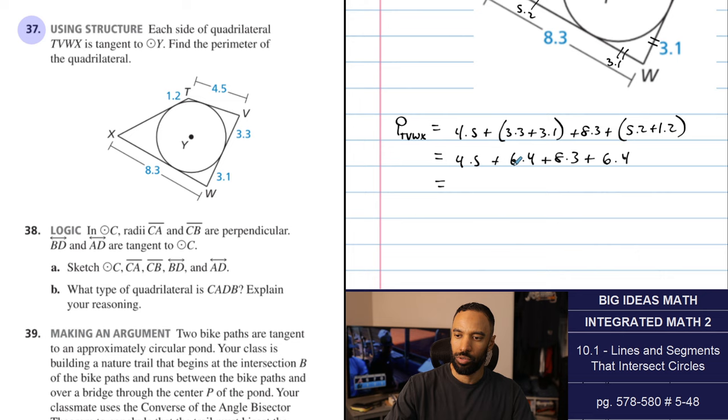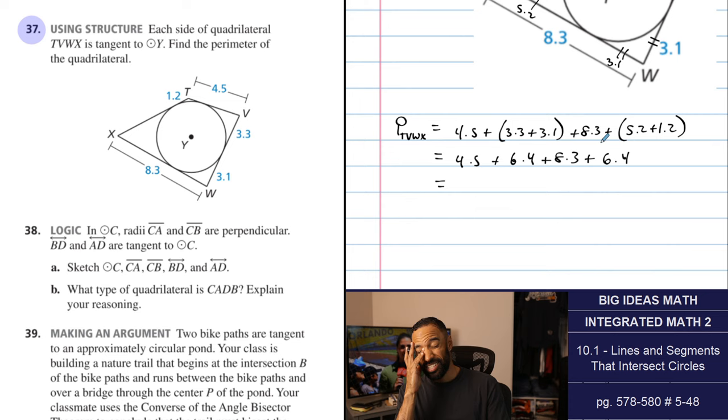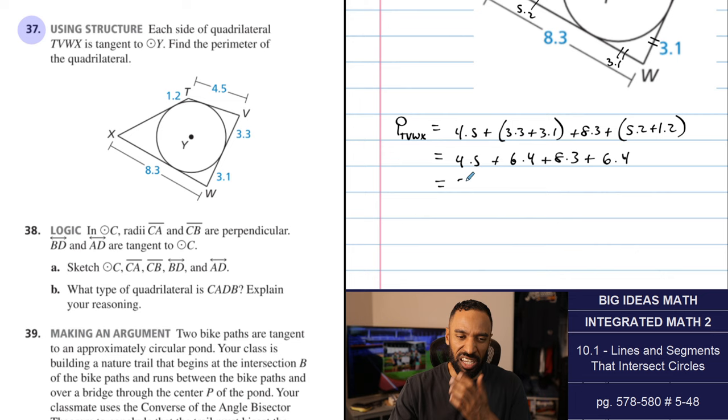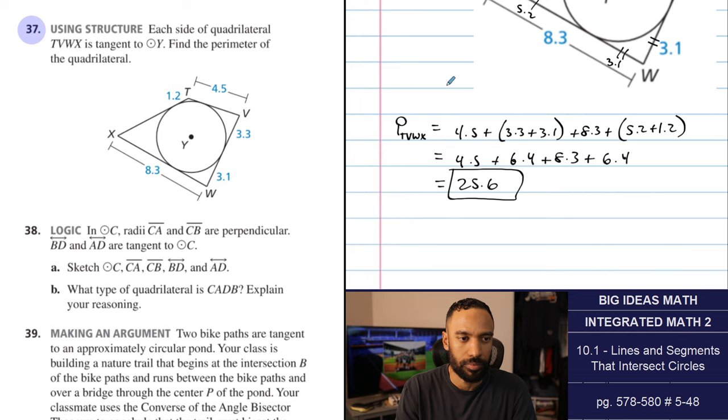12.8, I don't want to get this wrong, 12.8, 17.3, and 25.6. I think 25.6 is the perimeter of that guy. All right, that's number 37. Let's go to number 38, logic.